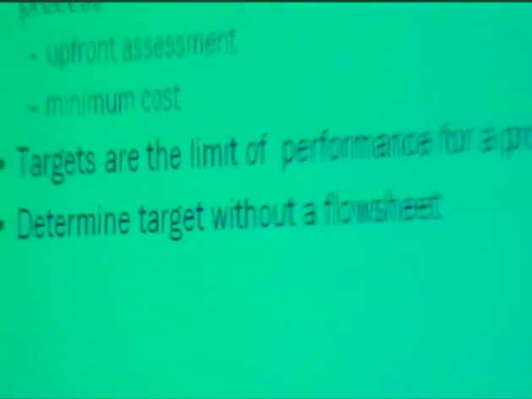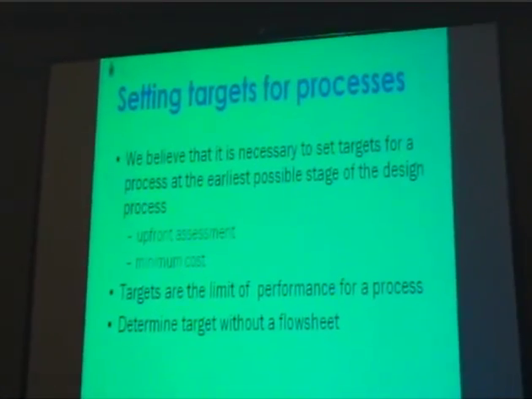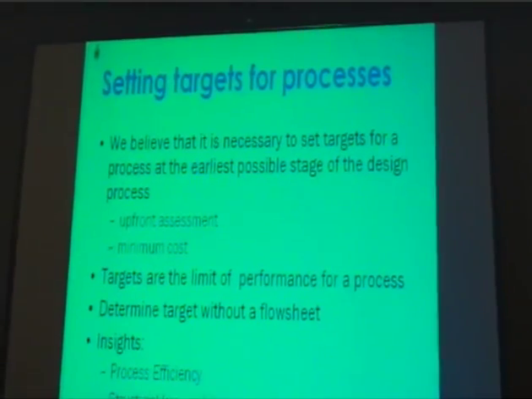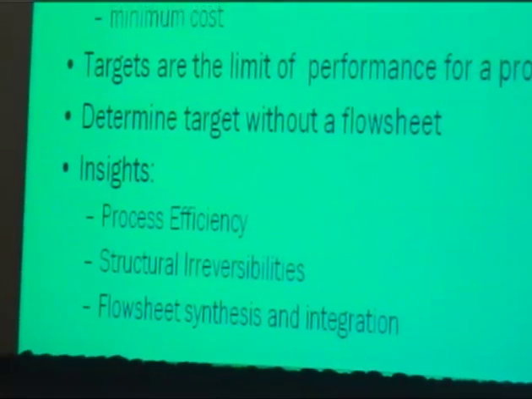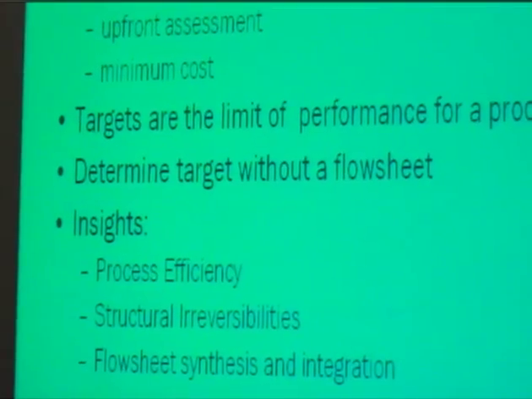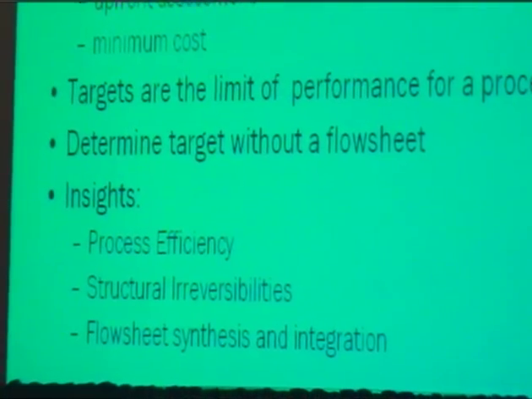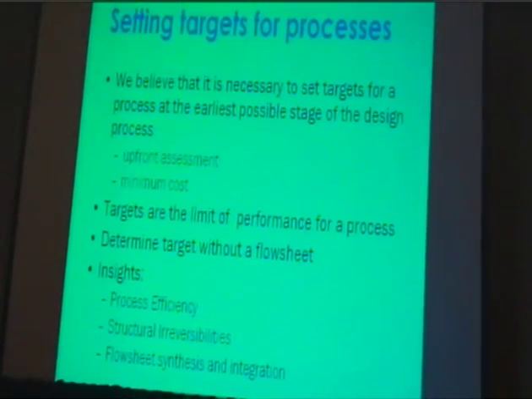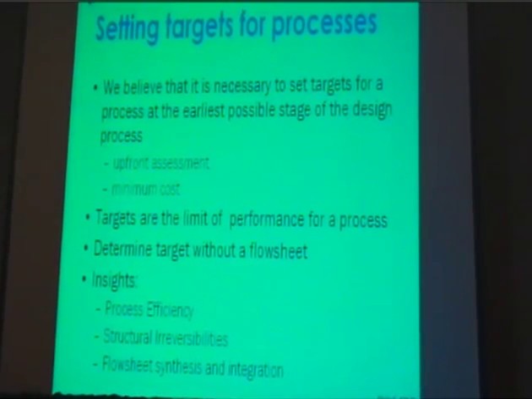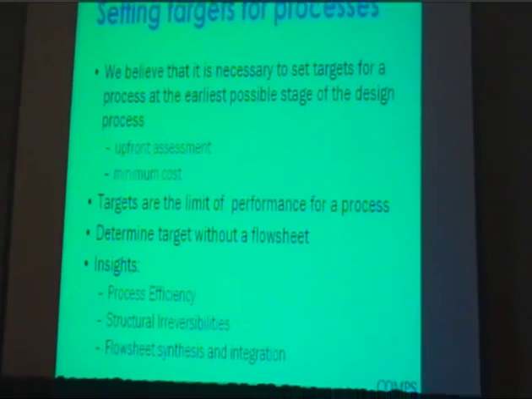These targets give us the limits of performance for our overall process, and they allow us to determine a target without intrinsic knowledge of the flow sheet. That information gives us certain insights into the process. They talk about our process efficiency, where we have structural reversibilities, and as a result of this, we're able to actually develop and synthesize a flow sheet, as well as understand what price we're paying as we synthesize our flow sheet and make certain decisions in that.